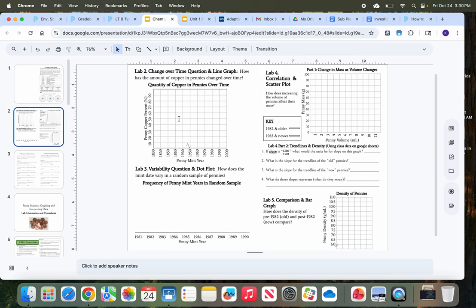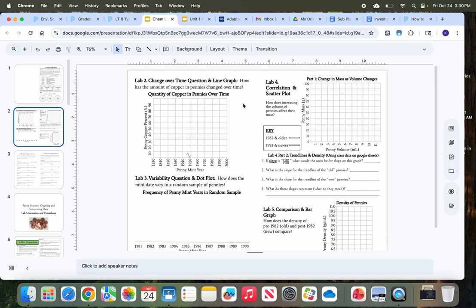When you get to lab 2, you are going to be plotting your points, and then you are going to connect your dots to create a line that goes up and down on your change over time graph. You do need to include 1943 in the graph. So that means you will have to kind of estimate where 1943 is. But don't forget to do that. It's an important step.